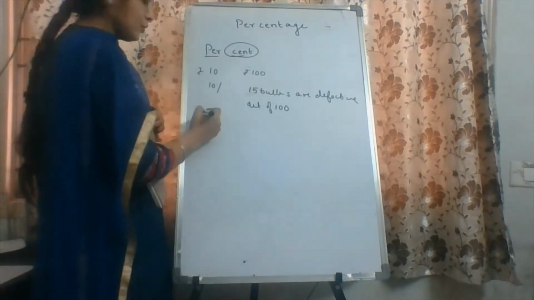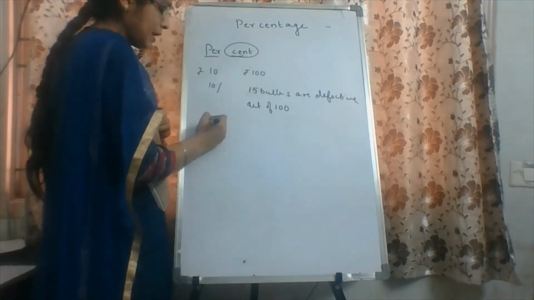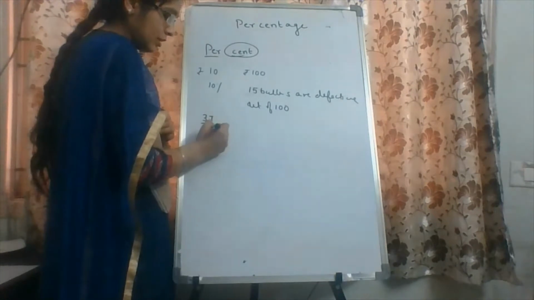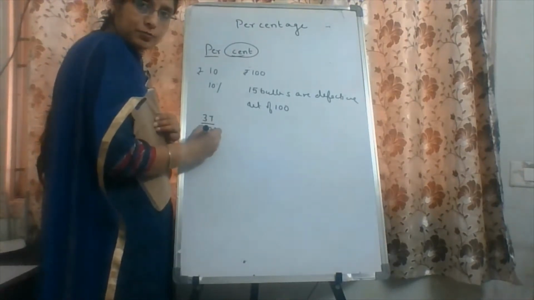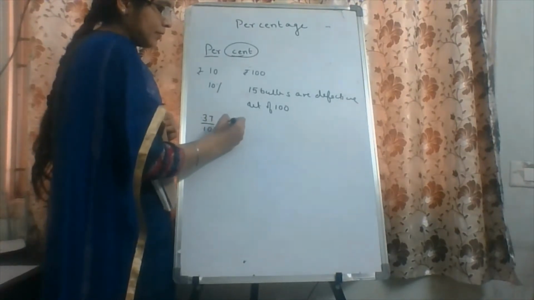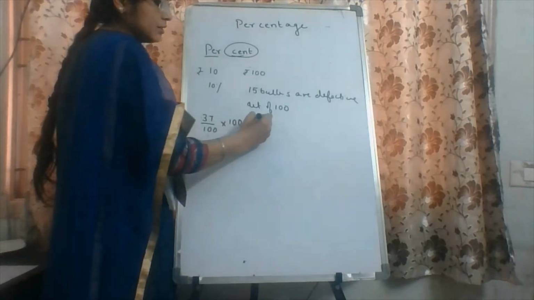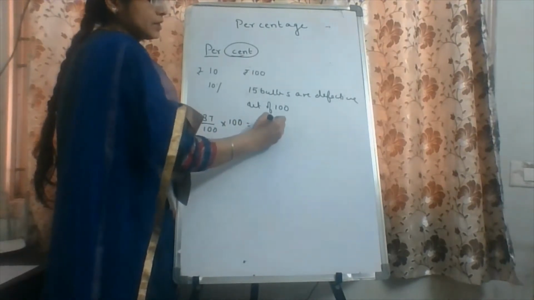Now, suppose we have to convert the fraction 37 upon 100 into percentage. I should multiply by 100. This is equal to 37%.